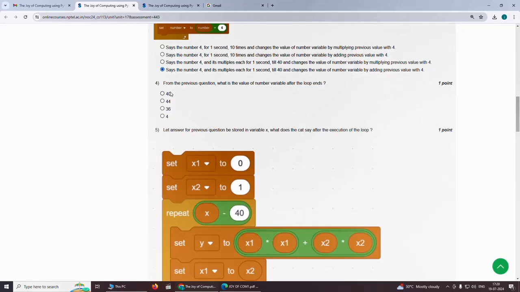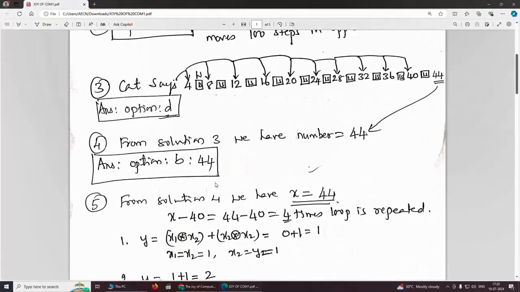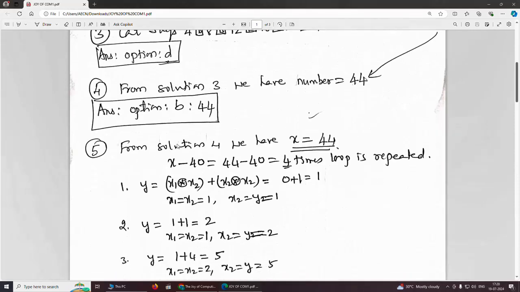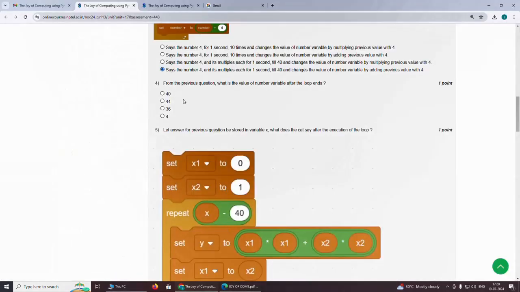Fourth question, from the previous question, what is the value of the number variable after the loop ends? From the previous solution, we saw that it is 44 after the repeat loop. So therefore the answer is option B, 44.